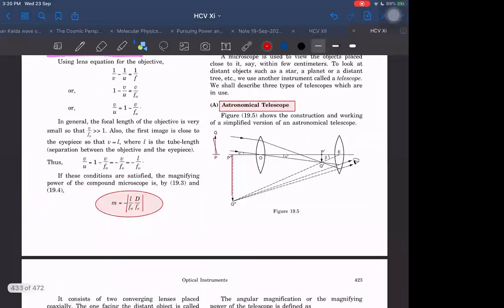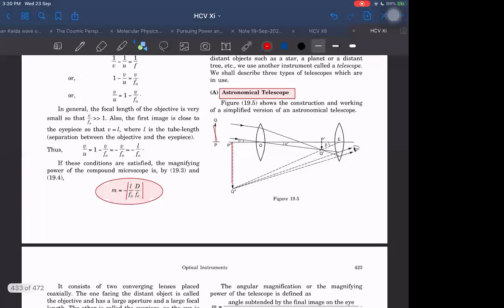But no problem. I will first discuss this. Mainly, I will discuss two telescopes here: one is astronomical and the other is terrestrial. In fact, if I discuss astronomical, that will be enough, and from there we can get all the others quickly. It will not take much time. Again, the objective is the one which is closer to the object.